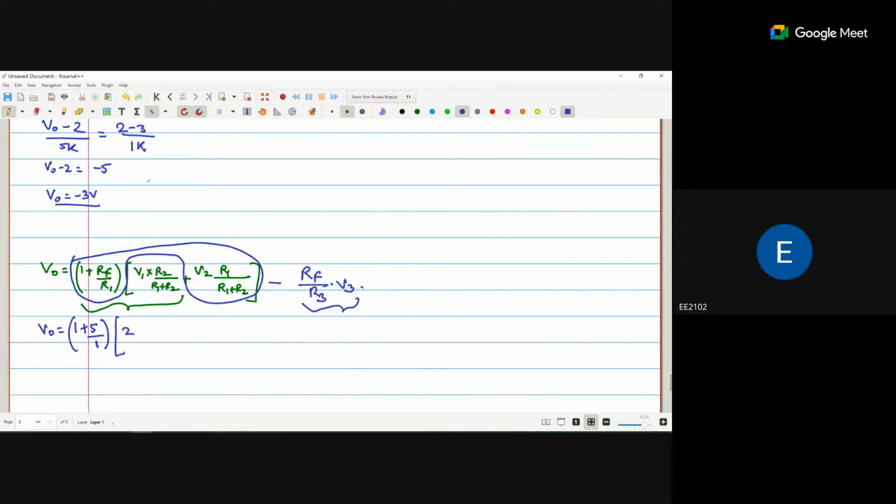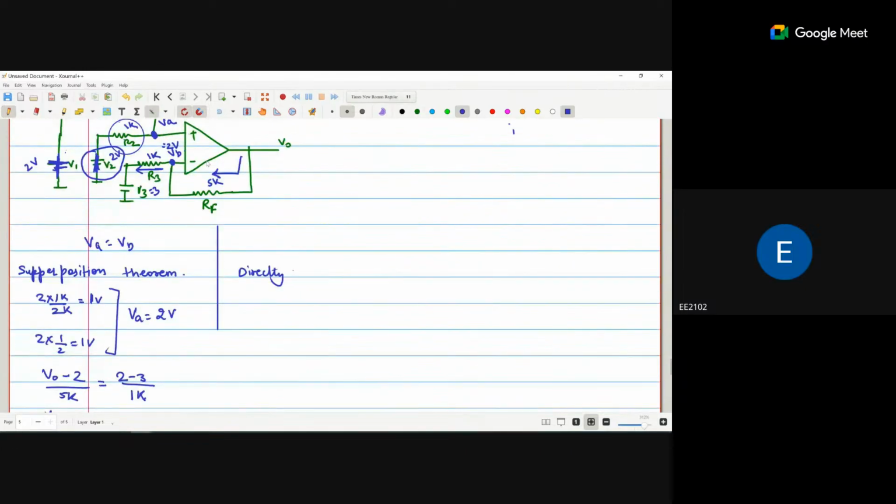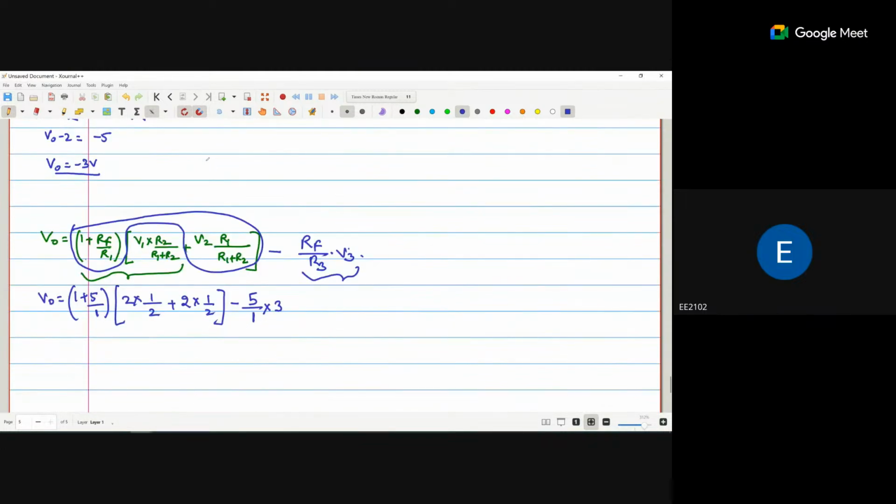2 volts into 1 divided by 2, plus 2 volts into 1 divided by 2, minus RF is 5 divided by 1 into V3. V3 is again 3 volts. Okay, so this is 6 into 1 plus 1, 2, minus 5 into 3 is 15. So 12 minus 15, that is again minus 3 volts.